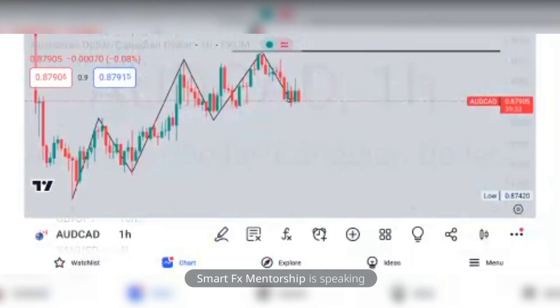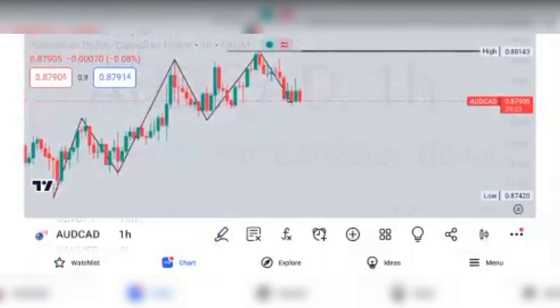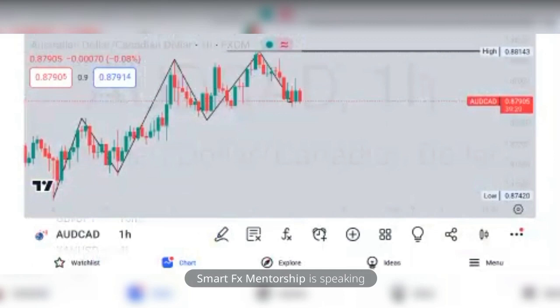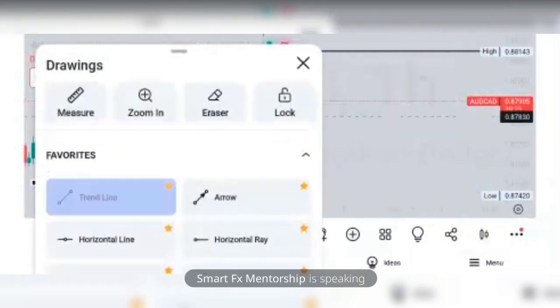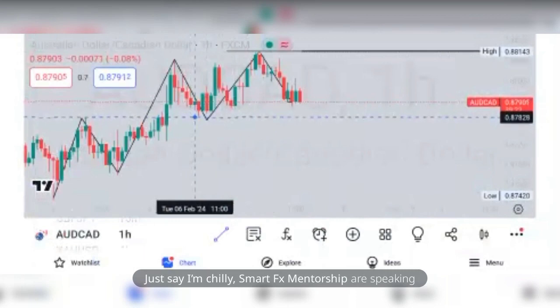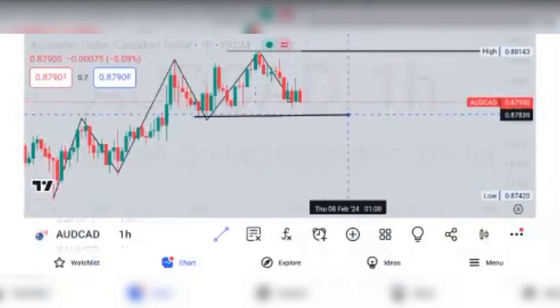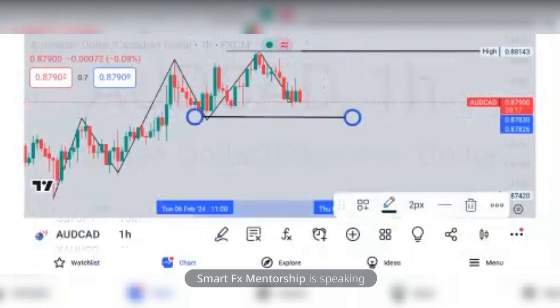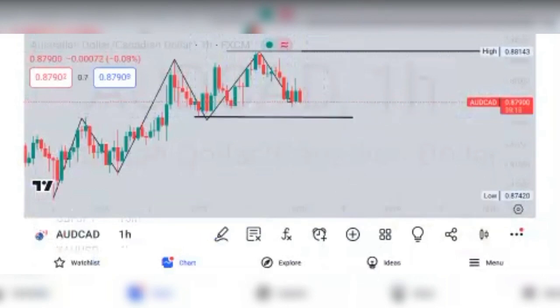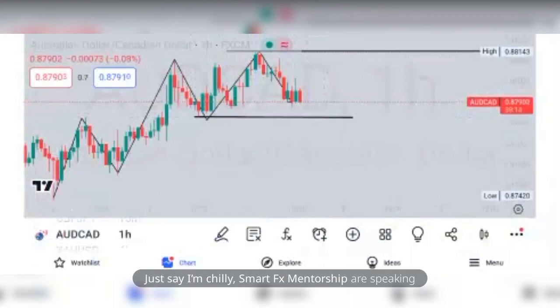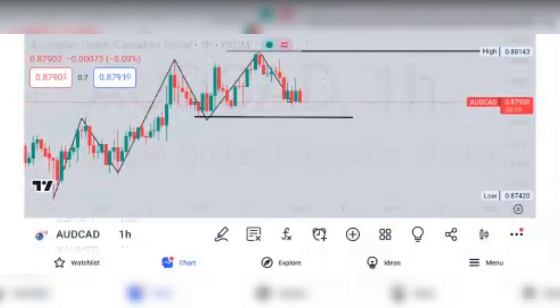What are we anticipating here now? We are expecting price to change character because it failed to take out that high. I think it will be a change of character because it failed to take out the recent high.